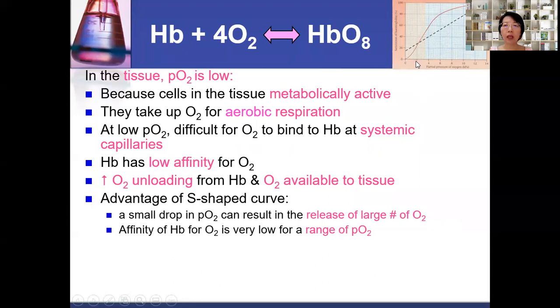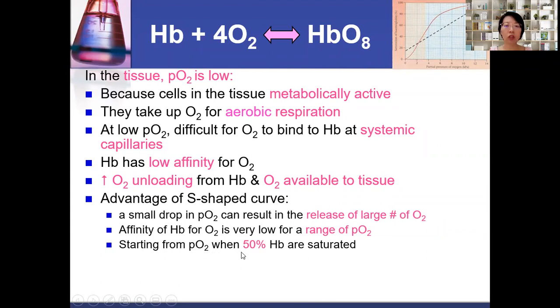So that makes the hemoglobin very efficient compared to straight line. You see, with a small drop in the partial pressure, yes, there's unloading, but it's not as fast as the red color line. So it's not as efficient as the red color line in unloading. So that's why the red color line is actually more efficient. The S-shaped curve is more efficient than the straight line, because as the partial pressure oxygen drops, affinity of hemoglobin for oxygen is very low for this range of partial pressure in the tissue.